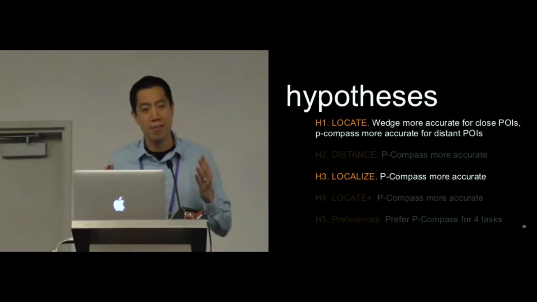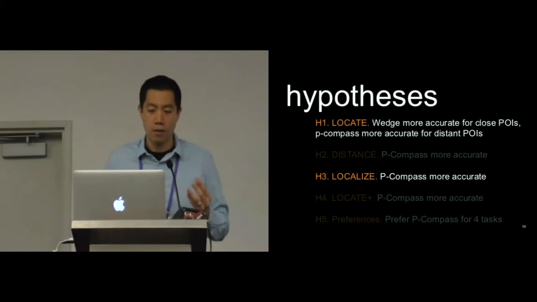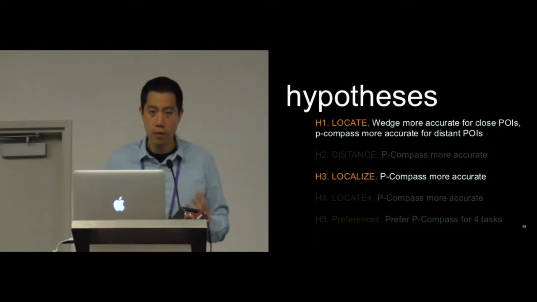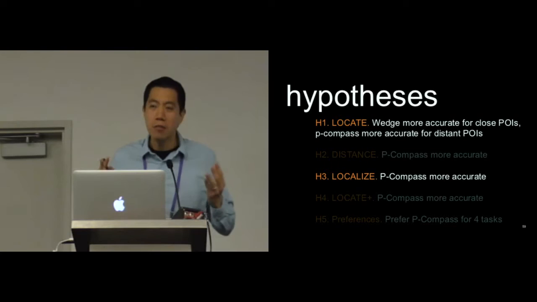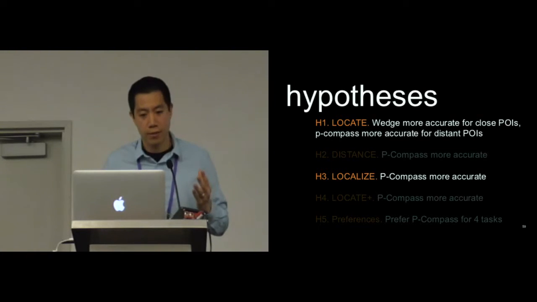We made two hypotheses for these two tasks. For Locate, we hypothesized that Wedge will yield more accurate results for close POIs, while P-Compass will yield more accurate results for distant POIs. This interesting reversal is because shape completion works well when the POI is close to the display edge, but quickly becomes error-prone as the distance of the POI increases. And for Localize, we hypothesized that P-Compass will yield more accurate results because P-Compass communicates relationships.